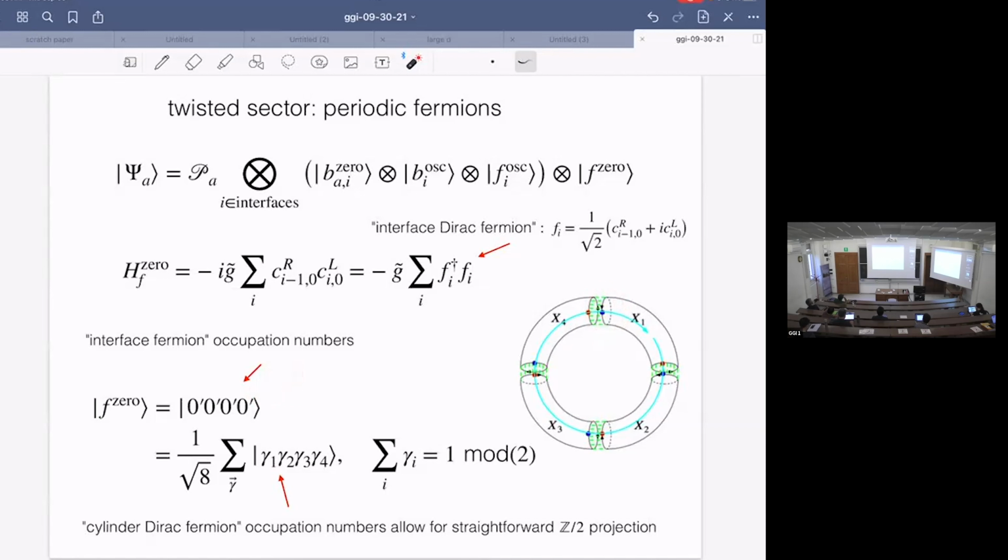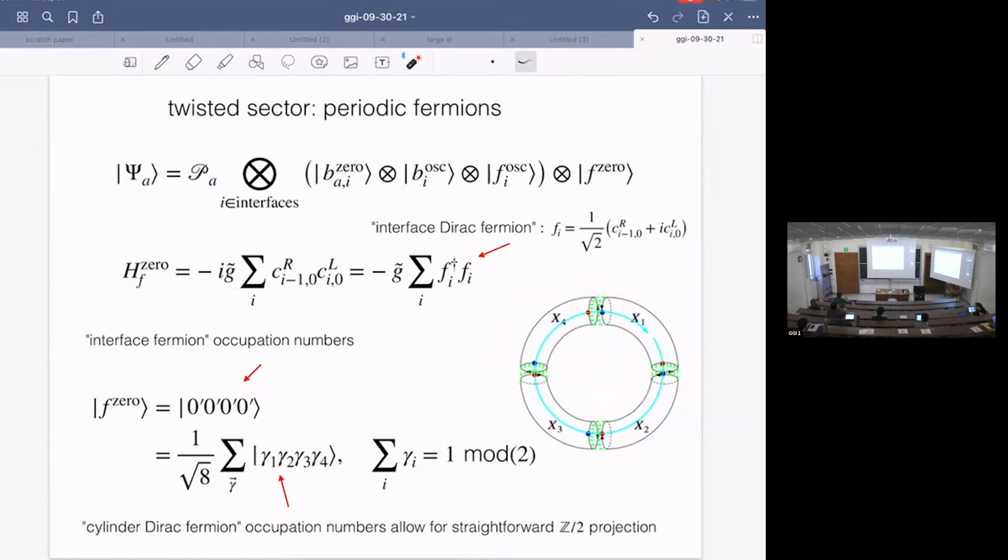Okay, we solved the problem in terms of the interface Dirac fermions, but an issue arises when we try to impose that Z2 projection that I referred to. That projection is defined in terms of cylinders, not interfaces. And so this Dirac fermion, which is defined with respect to a particular interface, we somehow need to change basis so that the Dirac fermion refers not to a particular interface, but to the pair of Majorana fermions that belong to a particular cylinder.